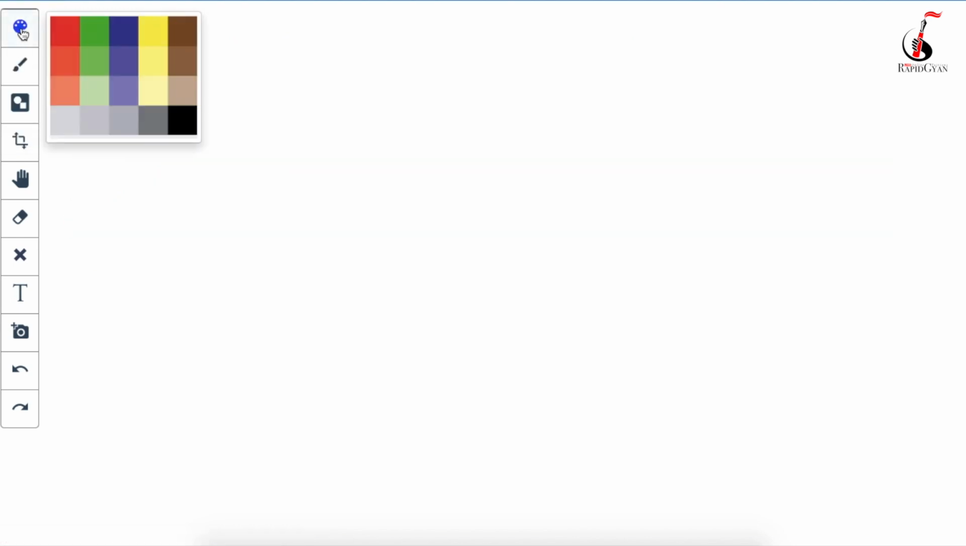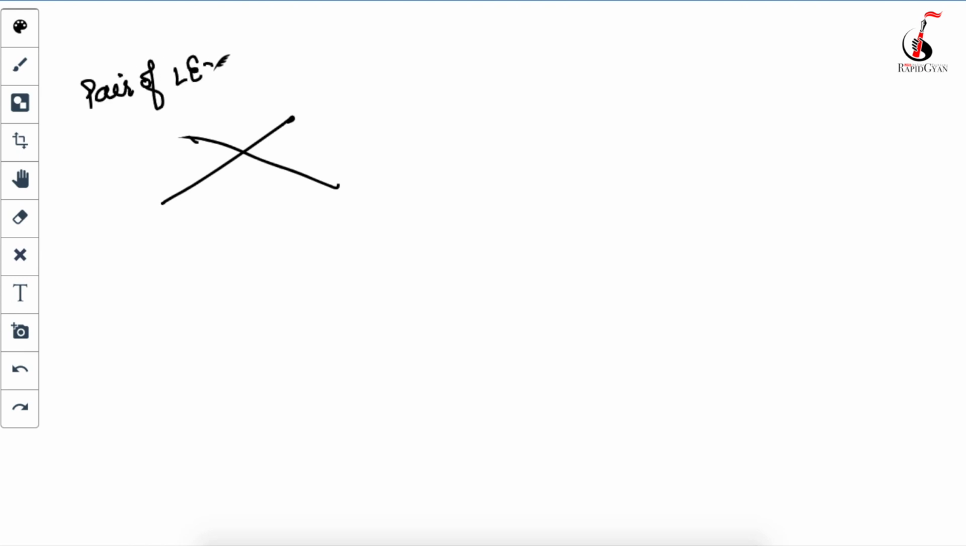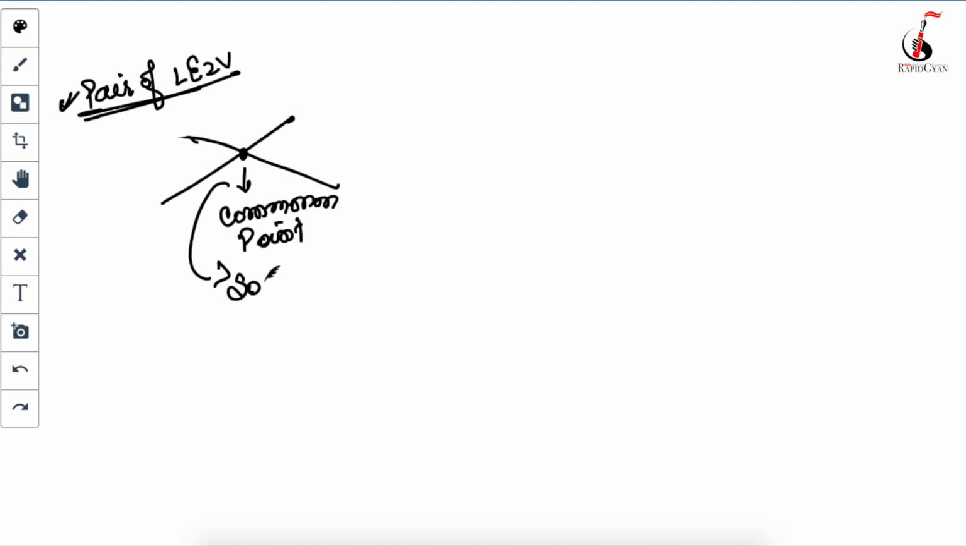So if you remember, in the previous videos I have explained that there are only 3 cases. One case is that two lines will intersect. If we are going to talk about a pair of linear equations in 2 variables, they are going to make 2 lines on the graph paper. So either those 2 lines will intersect each other at one point. In this case, this will be your common point, and this will be your solution. Just remember this: the coordinates of this point will be your solution in this case.